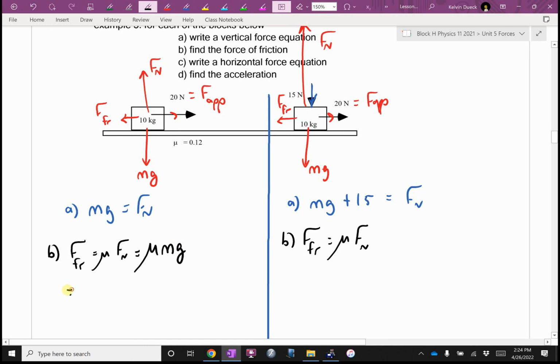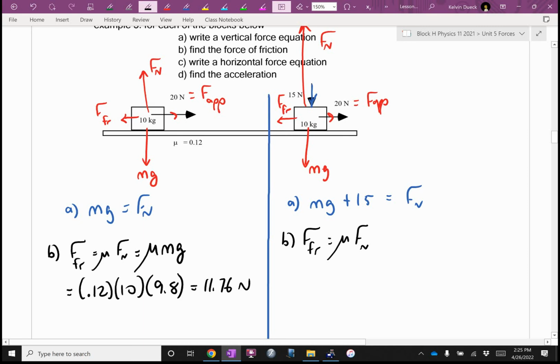Let's plug in numbers. Jada, what's mu? Mr. Dewick, what's mu? 0.12. M is 10, g is 9.8. Which is what? I can do this in my head. It's going to be 98 times 12. That's 9.8 plus 1.96, which is 11.76, I think. Double check me, Jada. 11.76. It's a force, so newtons.